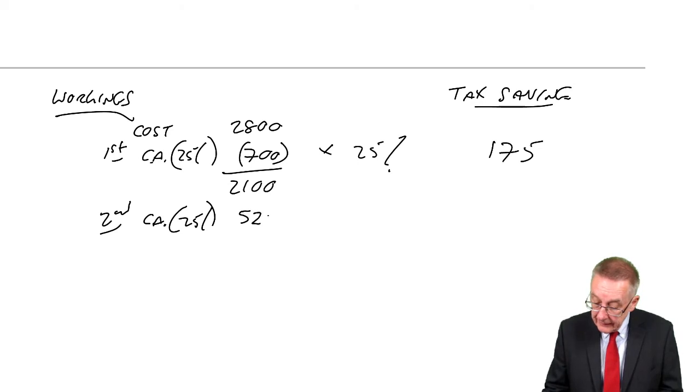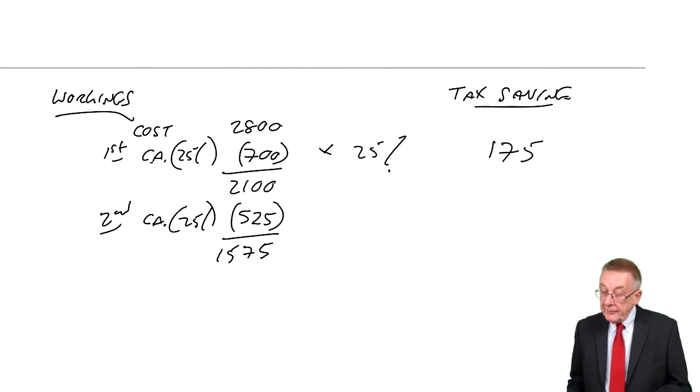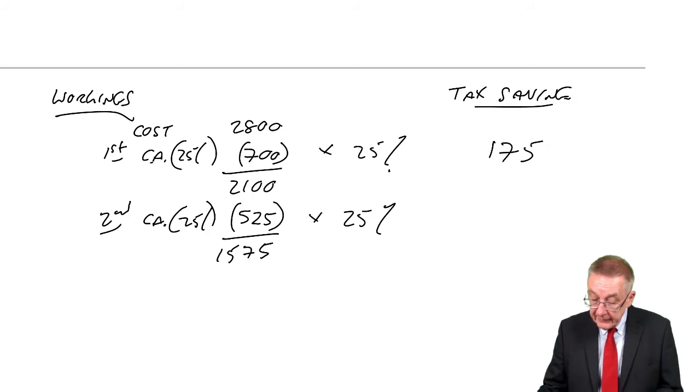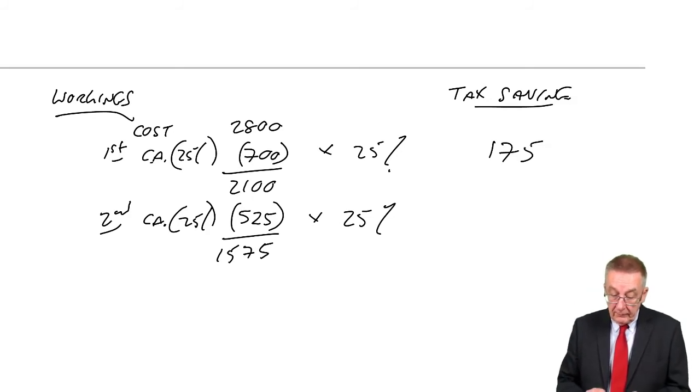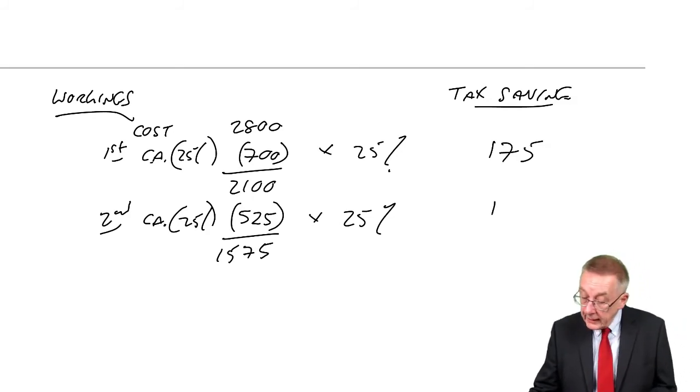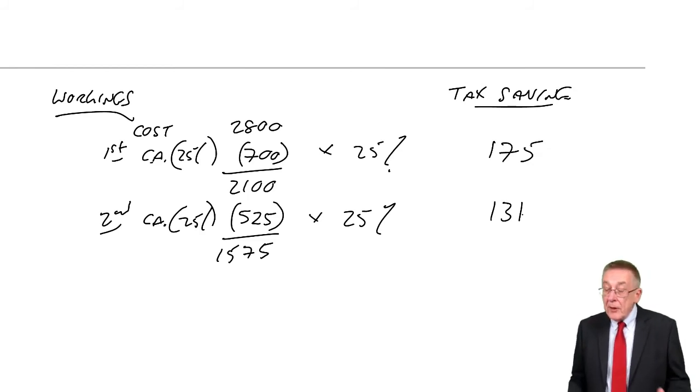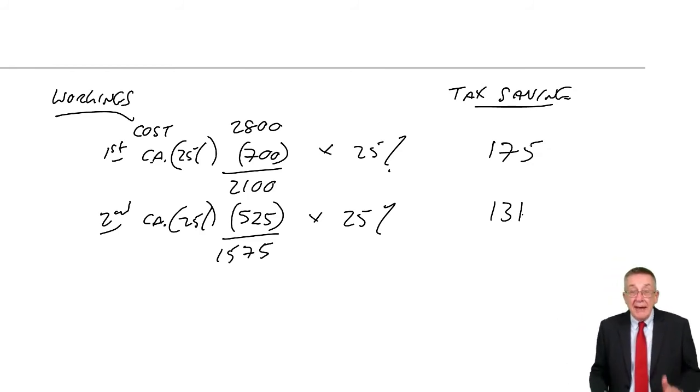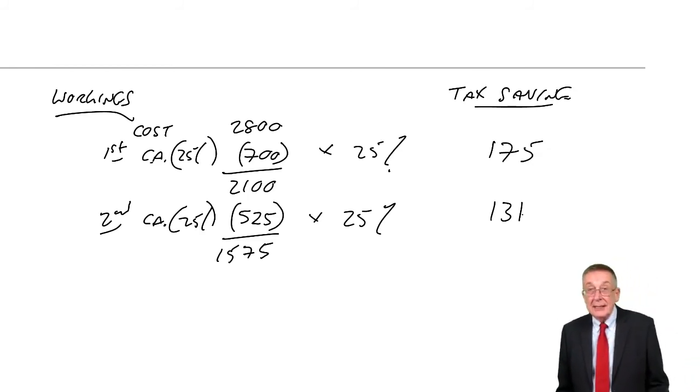525, which brings us down to 1575. The tax saving again, 25% of 525, is 131. Now remember, we carry on like that every year until the last year.